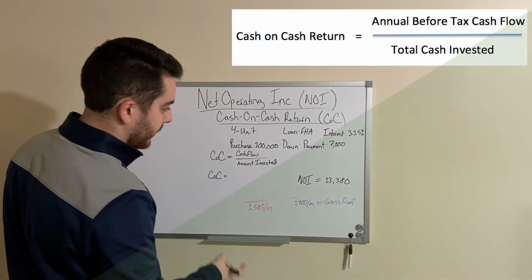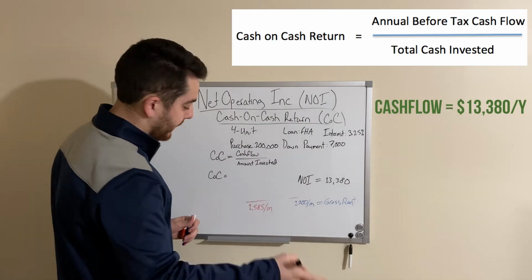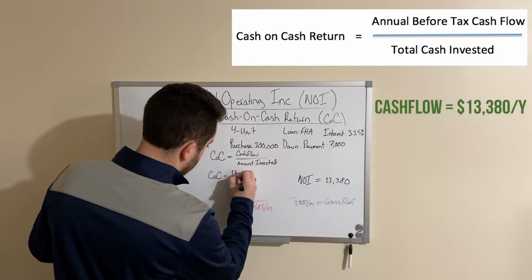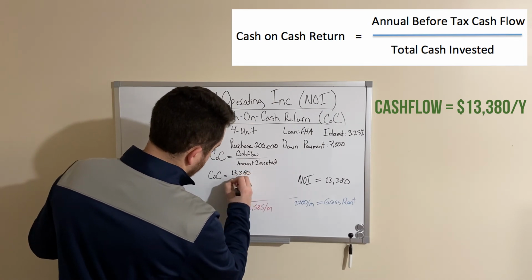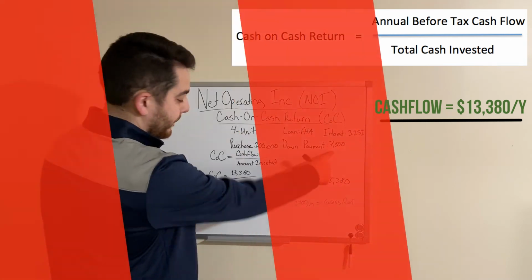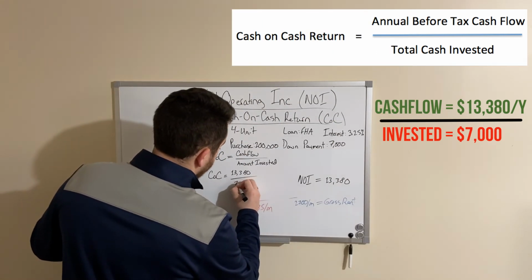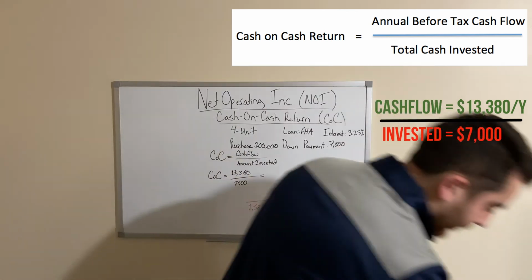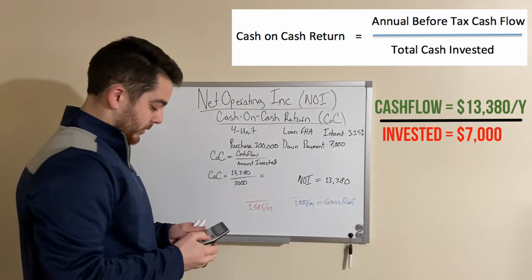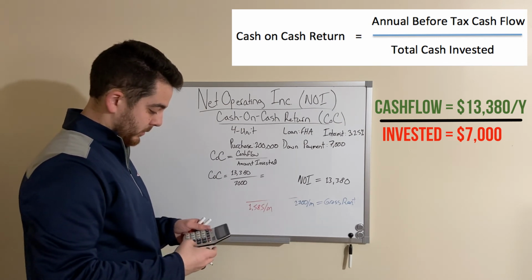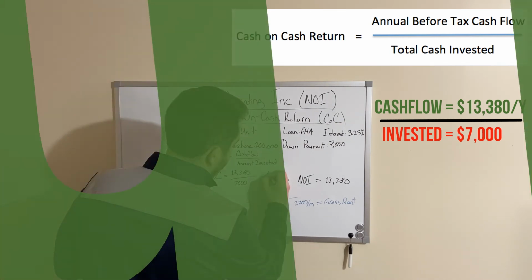So what that'll look like is, what's the cash flow again? 1,585 times 12, that's going to be 13,380, divided by the cash that you have invested. In this case, it's going to be the down payment, divided by 7,000, and you get a cash on cash return of 191%, guys.